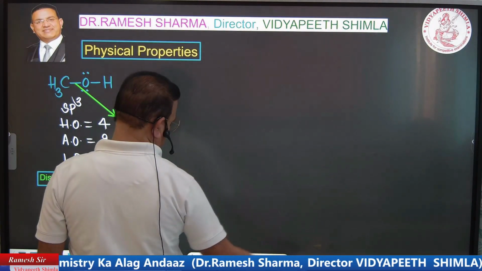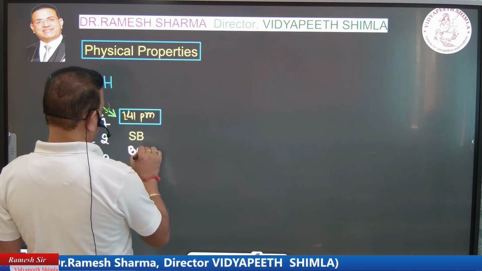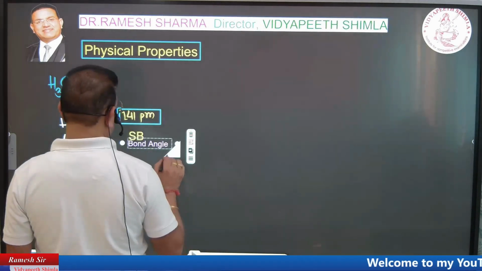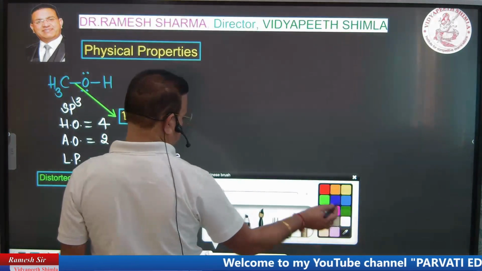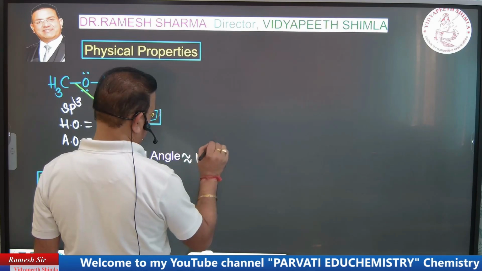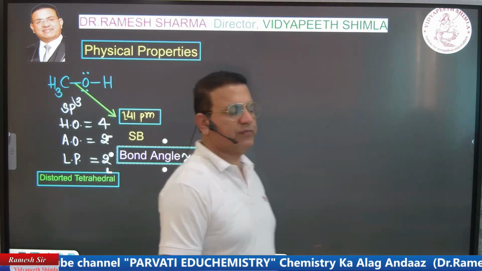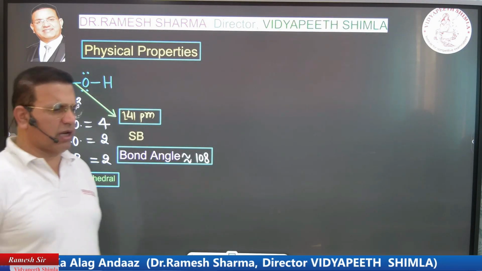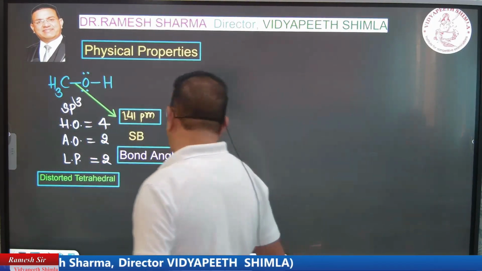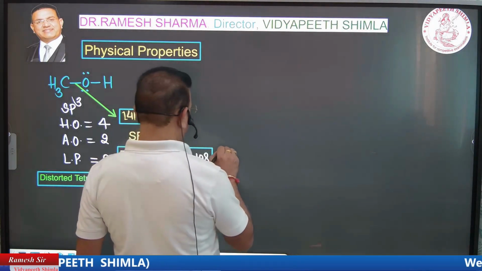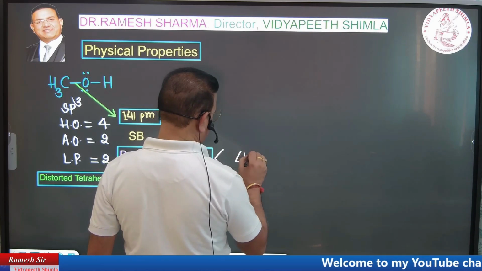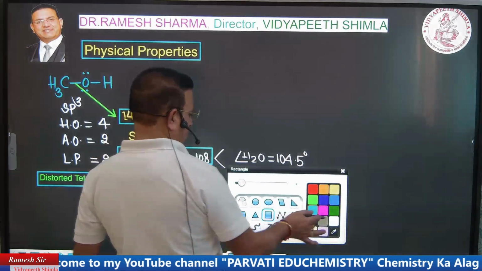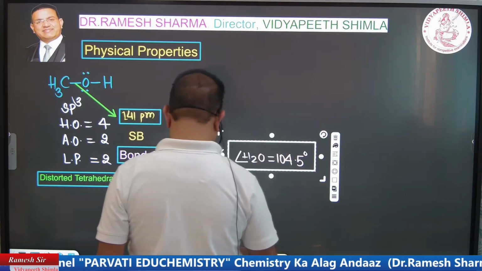And most importantly, the bond angle is around 108, that is greater than the bond angle of water. In water we apply the VSEPR theory, which indicates that if the side atom is smaller like hydrogen, for every lone pair the bond angle will decrease by 2.5 degree. So in water the bond angle is 104.5 degree. Yes or no? Clear?